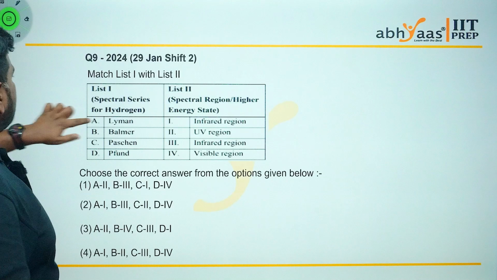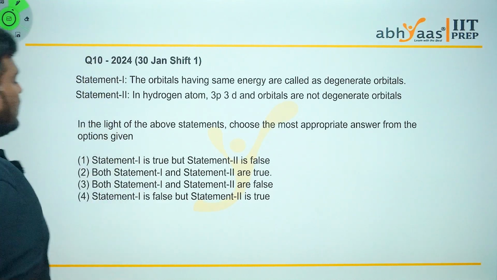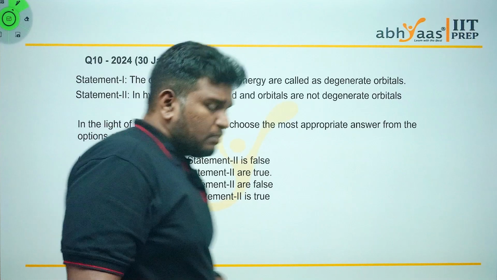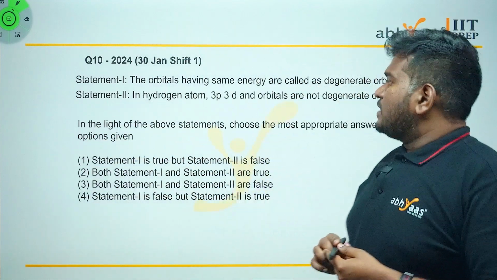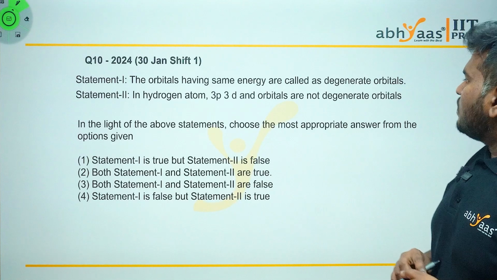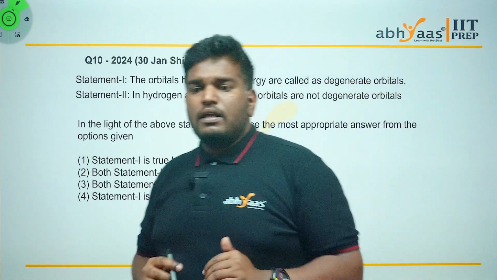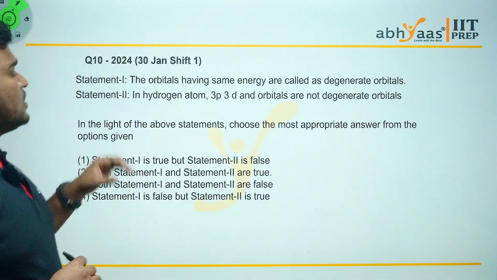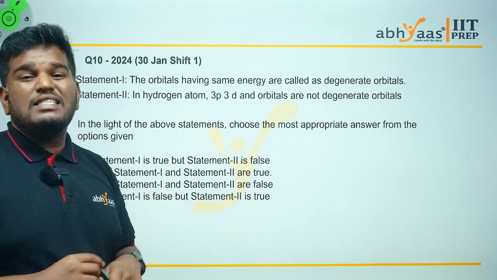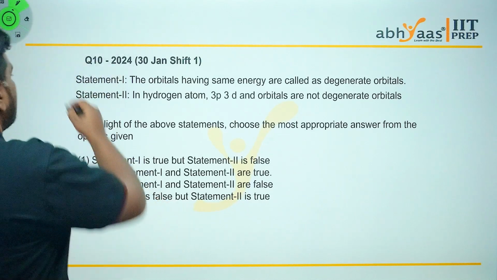Now the next one, you have two statements, and we have to say whether both the statements are true or false. First statement: orbitals having the same energy are called degenerate orbitals. Yes, we call subshells or orbitals which have the same energy degenerate orbitals. It is a true statement.